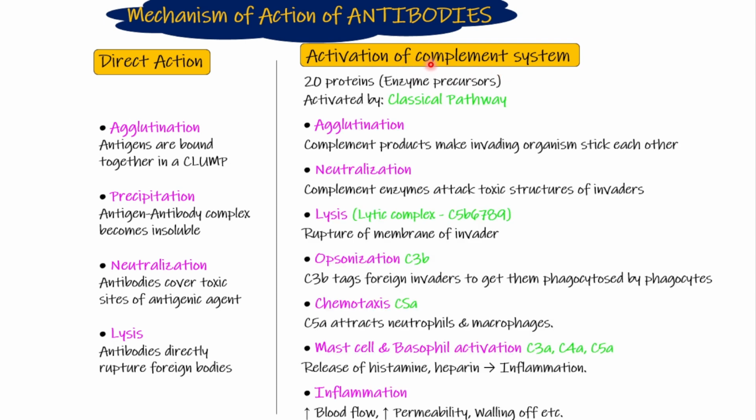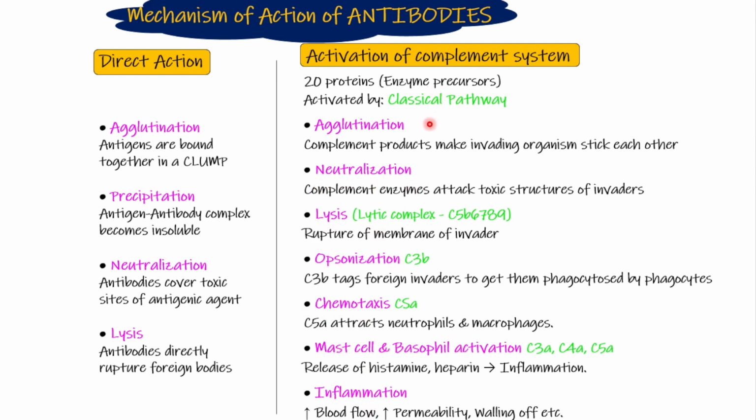Now the second mechanism is the activation of the complement system. What exactly is the complement system? The complement system is basically 20 proteins, and these proteins are not enzymes, they are basically enzyme precursors. This means that when these 20 proteins are activated by antibodies, they will be converted into active enzymes, and then these active enzymes will attack the foreign invader by all these mechanisms.